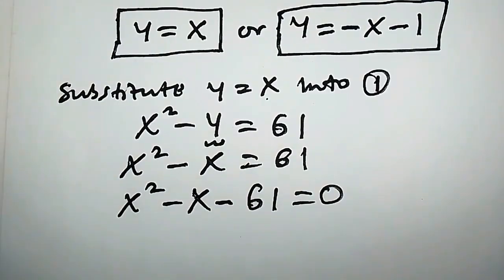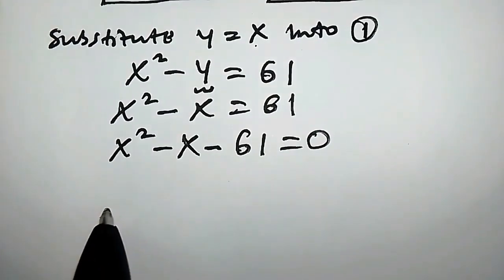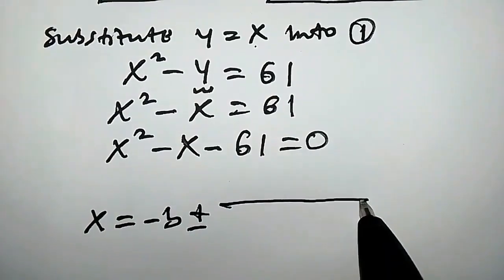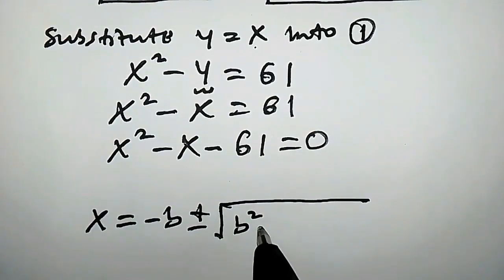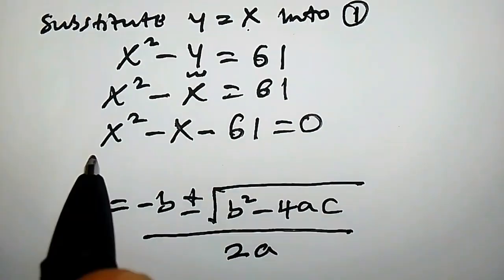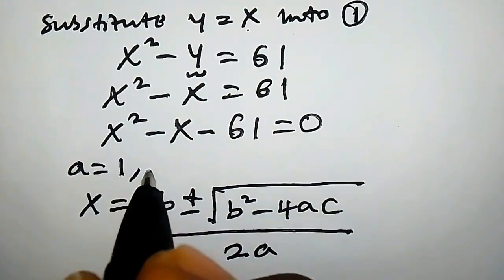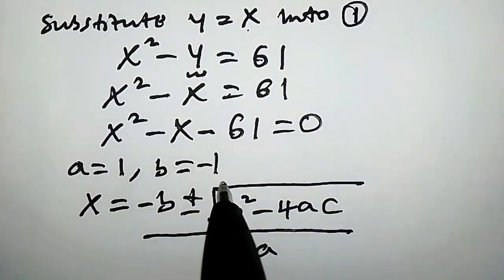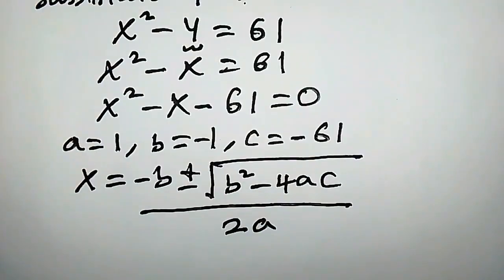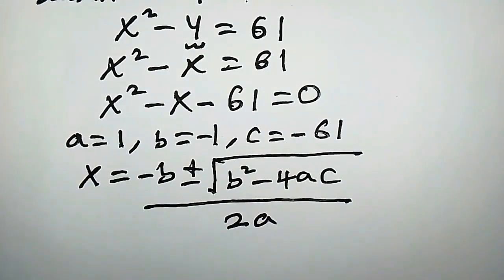This is a quadratic equation, and we can solve it using the quadratic formula. The quadratic formula says x is equal to minus b plus or minus square root of b squared minus 4ac, divided by 2a. From this equation, a is equal to 1, the coefficient of x squared, b is equal to minus 1, and c is equal to negative 61. What we need to do now is to plug in these values into this right hand side.